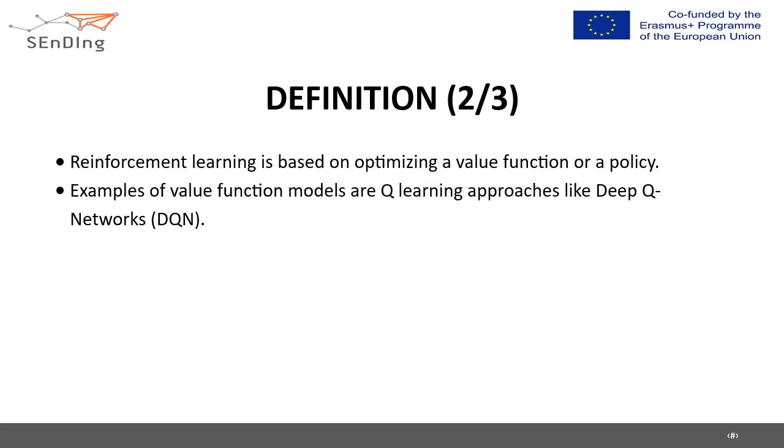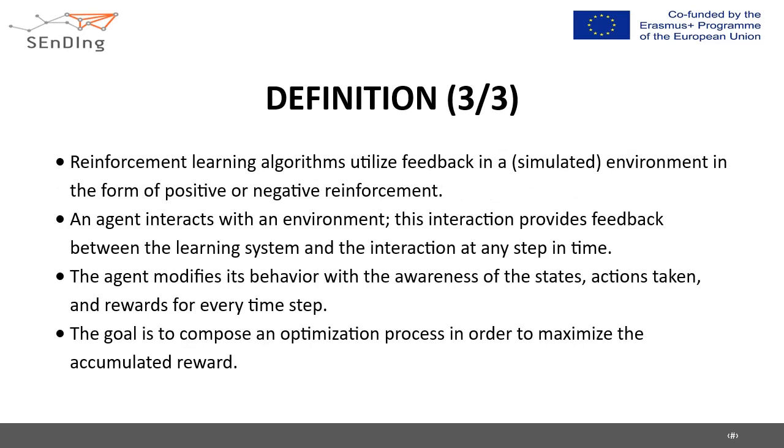Reinforcement learning is based on optimizing a value function or a policy. Examples of value function models are Q-learning approaches like deep Q networks. Reinforcement learning algorithms utilize feedback in an environment in the form of positive or negative reinforcement.